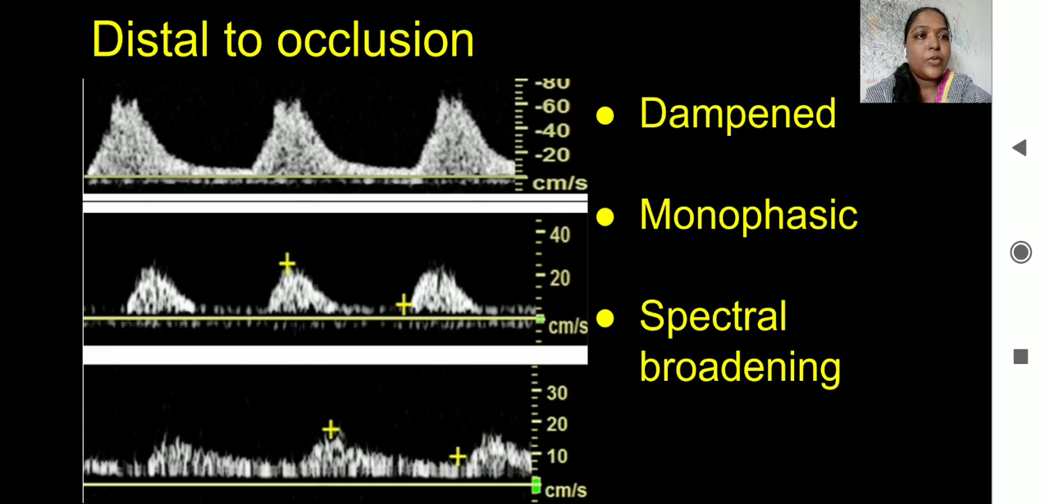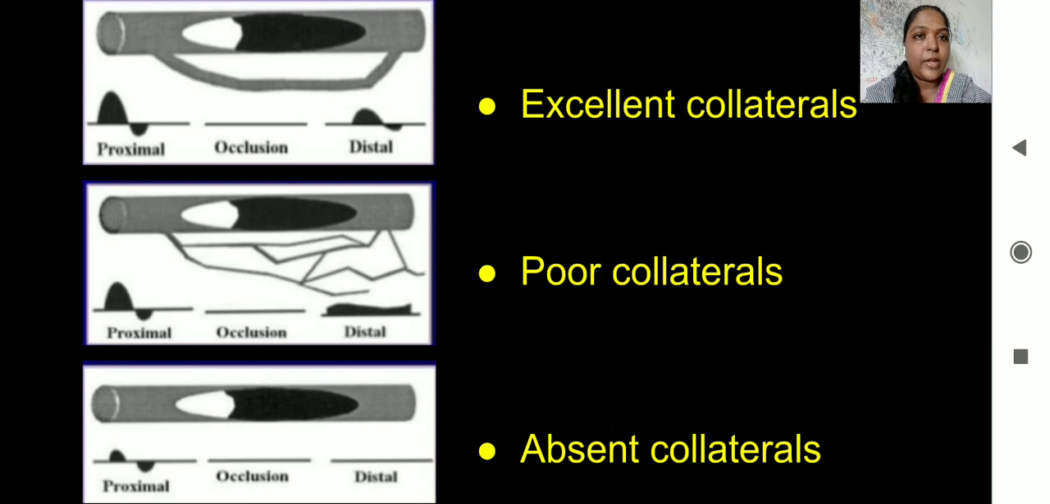Distal to the occlusion, we will get a dampened monophasic waveform showing spectral broadening. Depending on the collaterals, the waveforms we get in the vessels distally will be, if the collaterals are very well developed, very low amplitude triphasic or biphasic waveforms. If poor collaterals are developed, you will get monophasic waveforms. If there are no collaterals, that means there won't be any flow distally.